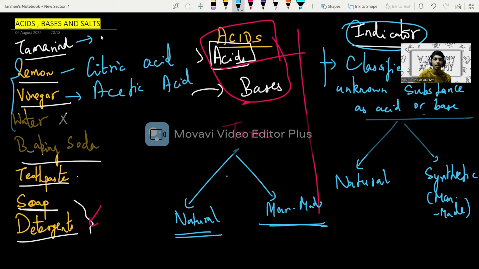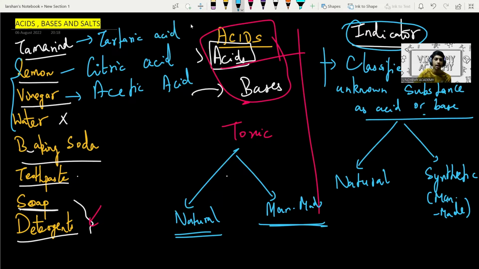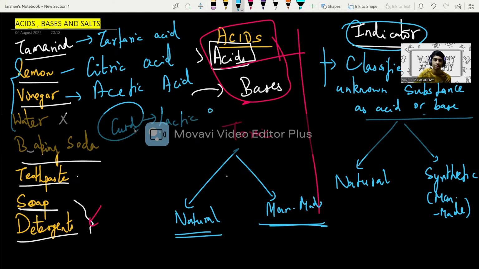The acid present in tamarind is called tartaric acid. And one more substance which we use in day-to-day food that is sour is curd, right? So even curd has an acid, and that is called lactic acid. Okay. All these acids and their sources are given in your textbook.